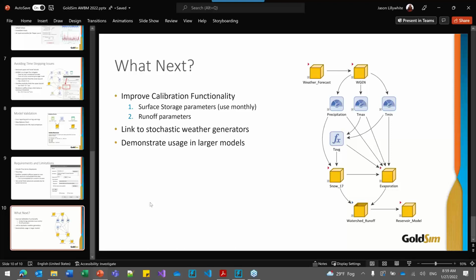It's recommended that you first adjust your surface storage capacities, the C1, C2, and C3, and then move to your surface runoff and base flow runoff parameters as the second step in calibration. So the idea is that we add some functionality to the model to assist with this calibration, and then maybe look at linking it up to a stochastic weather generator and demonstrate its usage in larger models. These are the things we'll probably be looking at this year, presenting webinars on.